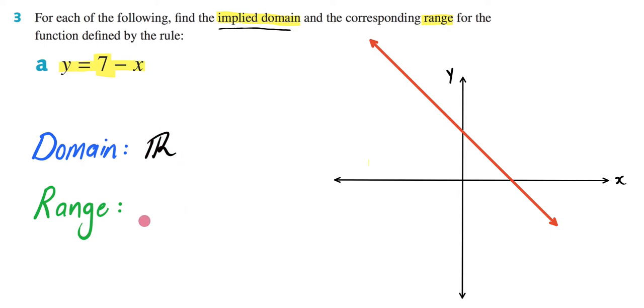And so too my range, which will be the set of all my y values, will likewise be all the real numbers. And that's simply because this line is going from negative infinity to positive infinity in both my x and y directions. Hopefully this was helpful in answering question 3a of exercise 5D.